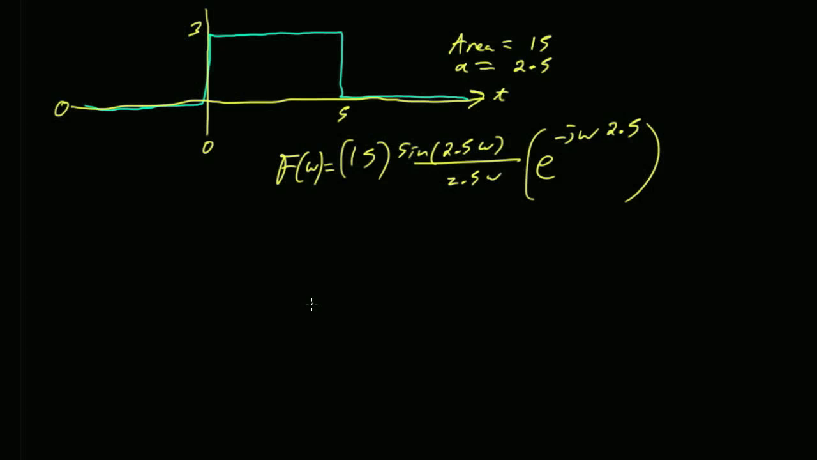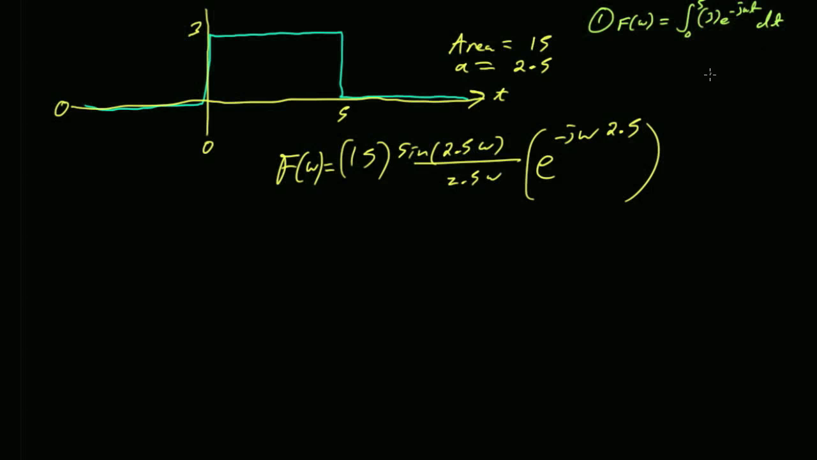Supposing you forgot everything, how could you get the answer to this? Plug and chug. Okay? Method number one. The frequency content of this signal is equal to the integral from 0 to 5 of 3 e to the minus j omega t dt. End of discussion.